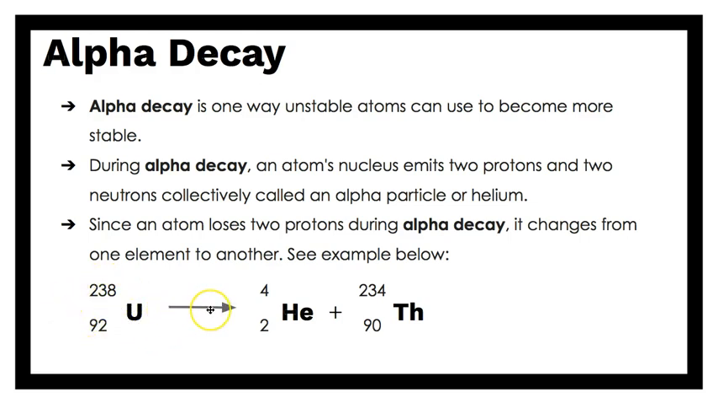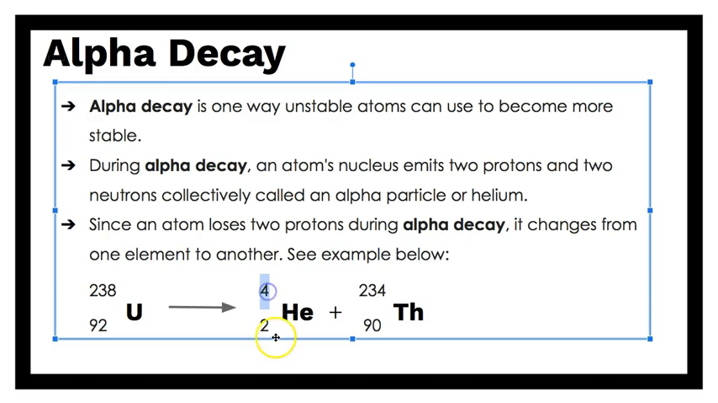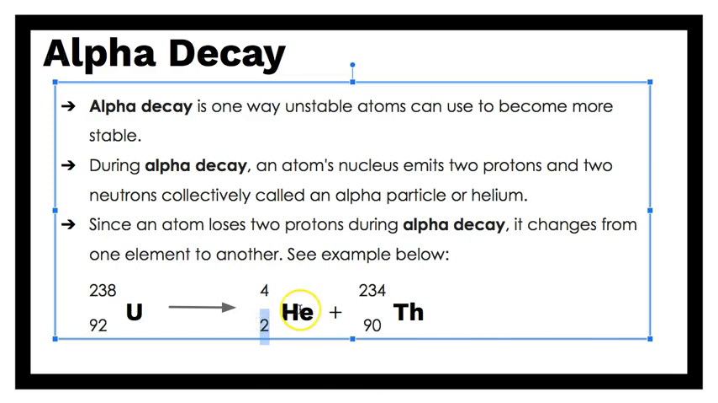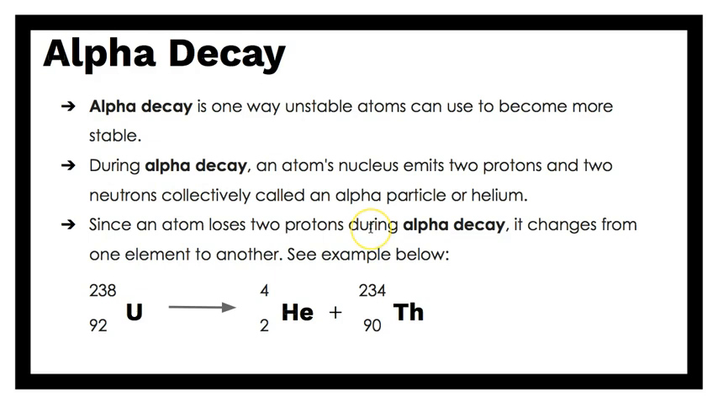So we draw an arrow, and it's releasing 2 protons, so we put a 2 there, and 2 neutrons. And both protons and neutrons have a mass, so 2 plus 2 is 4. So that's why we have a 4 here. And if you look at the periodic table, the identity of something that has 2 protons is helium. So this helium is what is produced or emitted.